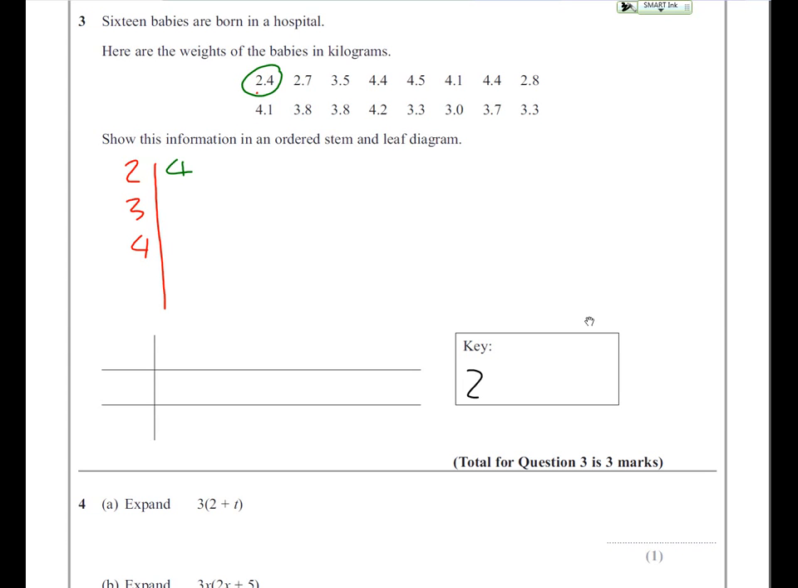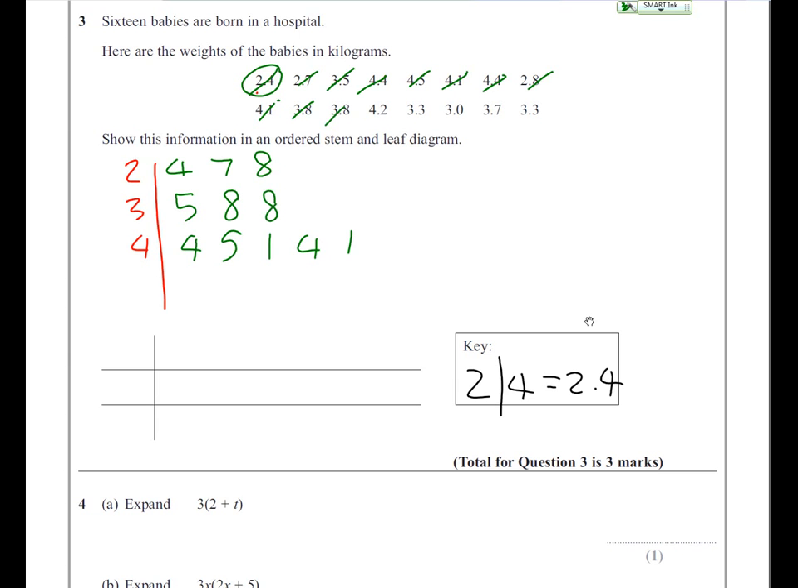And you can write your key straight away. 2 line 4 equals 2.4. It doesn't matter what number you use for that. Next bit, that one's done. 2.7, 3.5, 4.4, 4.5, 4.1, 4.4, 2.8, 4.1, 3.8, 3.8 again, 4.2, 3.3, 3.0, 3.7, 3.3.